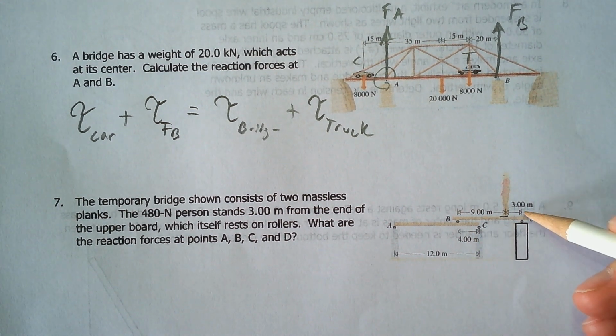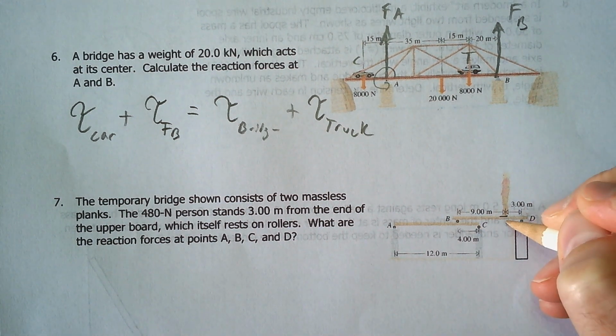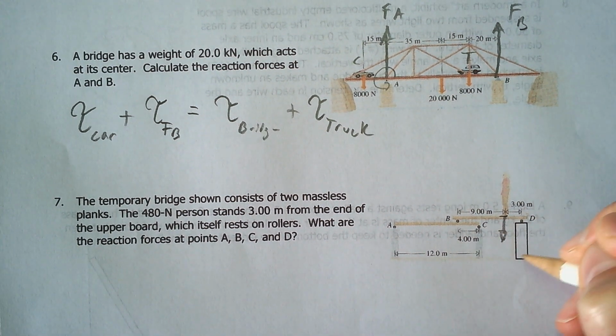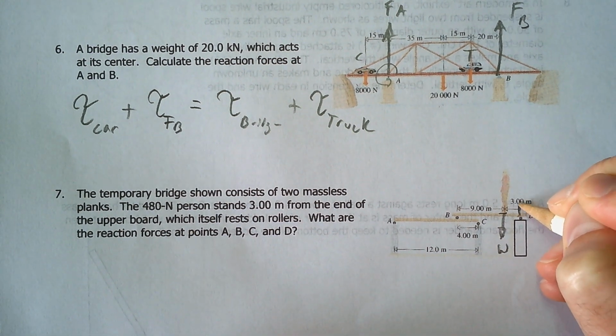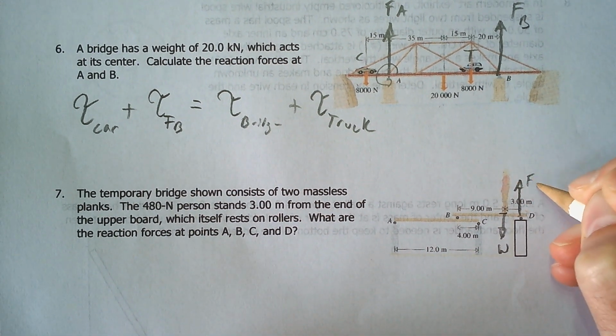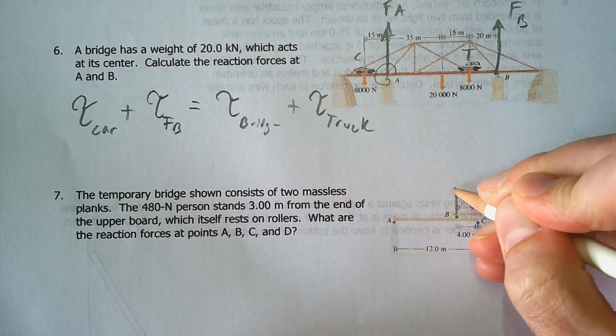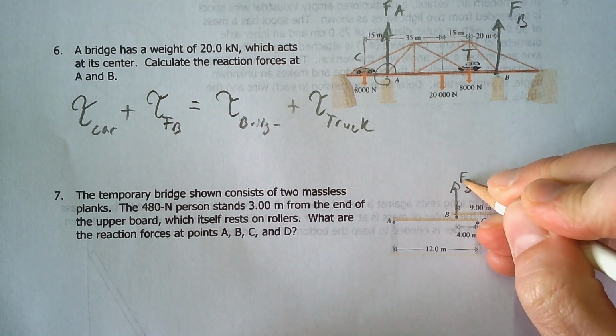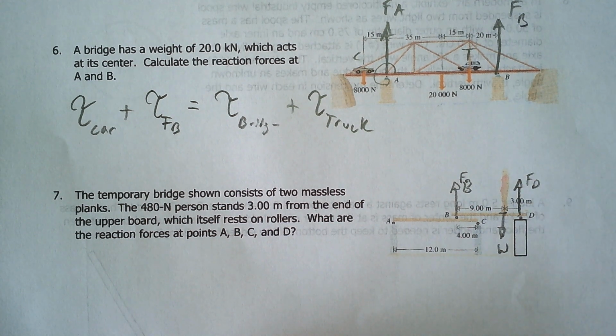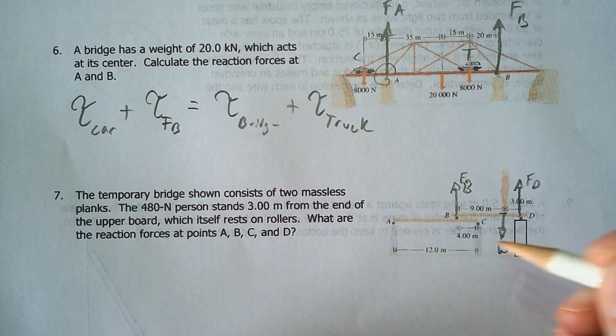So first, let's start up here. There's going to be a weight of the person downward. And there's going to be two reaction forces, FD and FB. Both of those are unknowns. We don't know those. So we could say FB plus FD equals the weight, but that's not helpful because there's two unknowns. So we'd have to put a pivot point somewhere to get rid of one of the unknowns.